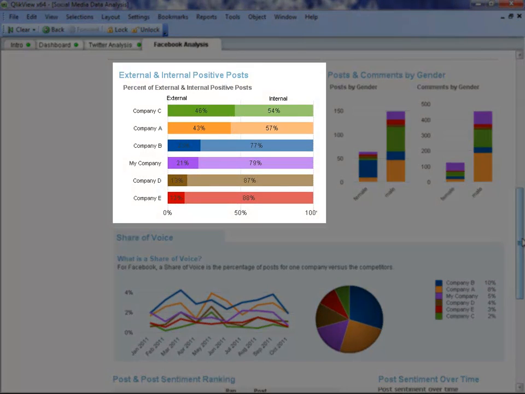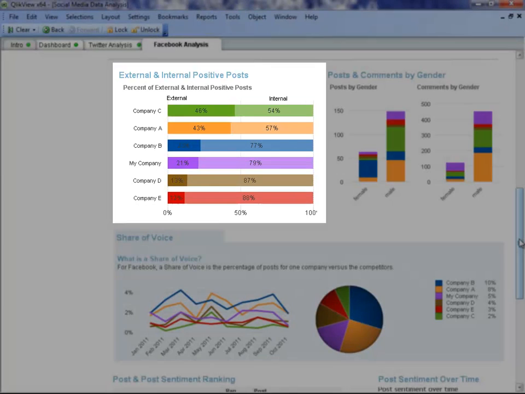An interesting chart on this sheet is the external and internal positive post chart that shows the percentage of Facebook posts that are posted by people within the company and outside of the company. We expect internal people to speak highly of their company, so in this chart we want to see which company has the most external positive posts. We can see that for all the companies, more than 50% of their positive posts were made by internal people. Company C had the most positive posts by external people at 46%.